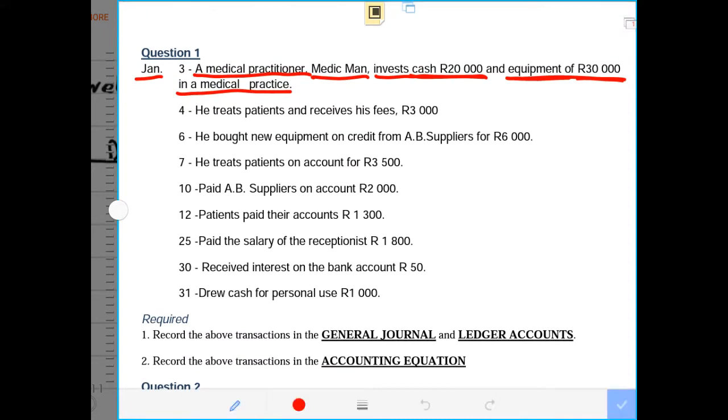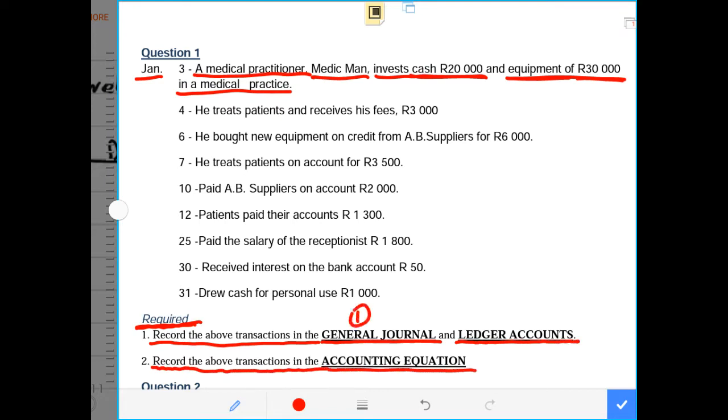And now I just want to go to what we are required to do. We are required to record the above transactions in the general journal, and then after that record them in the ledger accounts. And the second requirement is to record all the above in the accounting equation. So now I will start with the first one where I do the general journal. Then after I will go to the general ledger. Then after I will do the accounting equation.